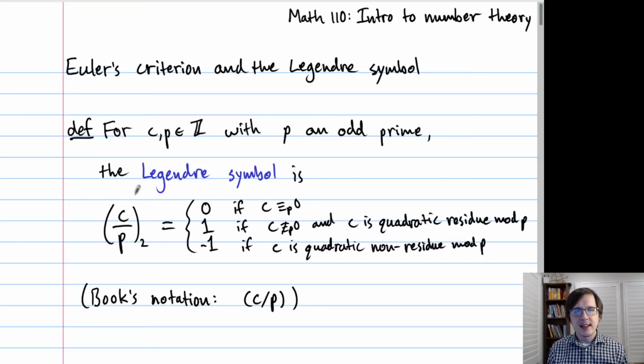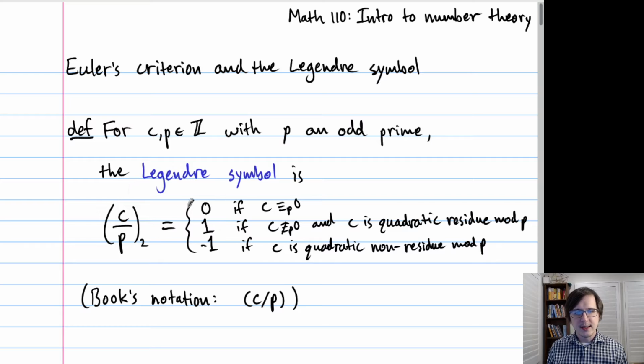And I should say that this notation is the one that I know that is maximally unambiguous, but commonly you'll also see it without the two, and also the textbook we're using uses C/P in parentheses. The parentheses are how you know it's not just division.